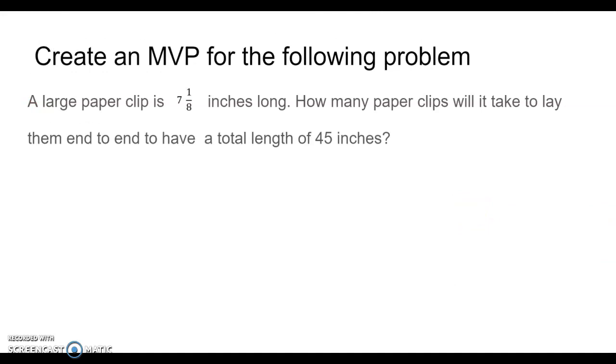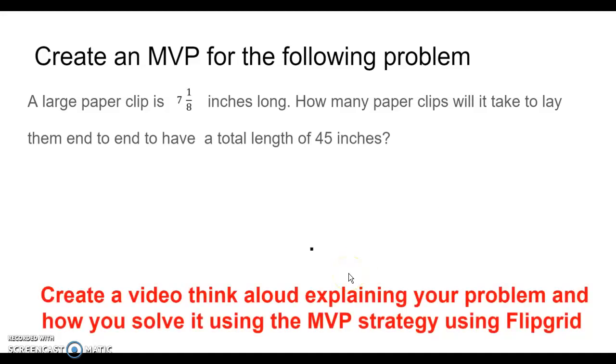Now, you are going to create an MVP for the following word problem. A large paper clip is 7 1/8 inches long. How many paper clips will it take to lay them end to end to have a total of 45 inches? Remember to create a video think aloud explaining your problem and how to solve it using the MVP strategy using Flipgrid. Make sure you click on the link and download the Flipgrid app if necessary to create your video.